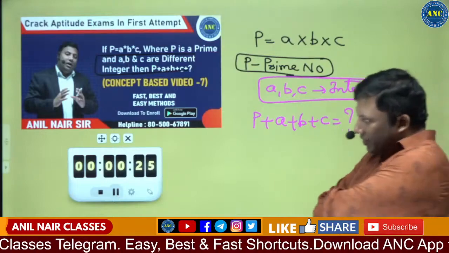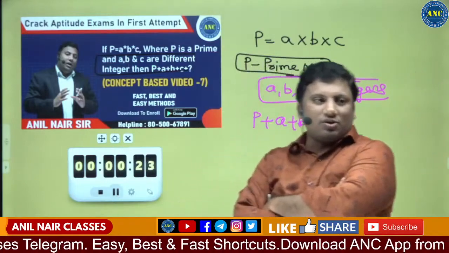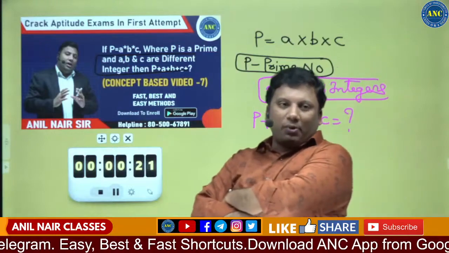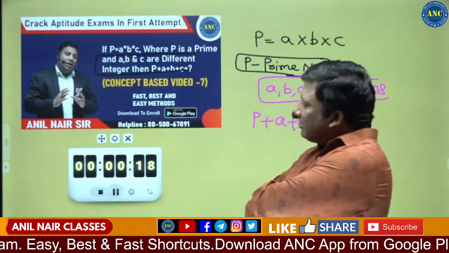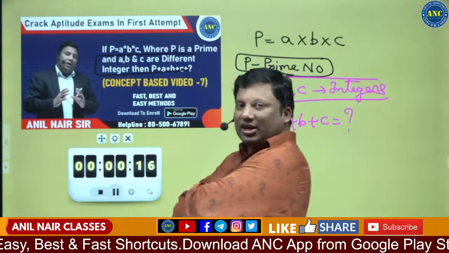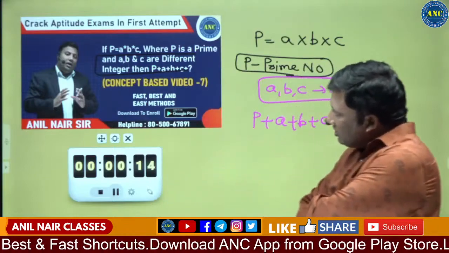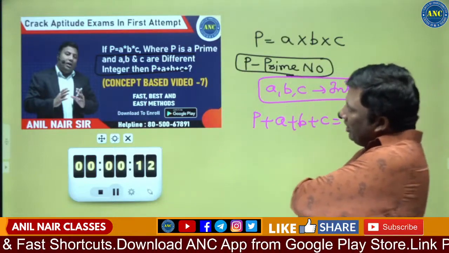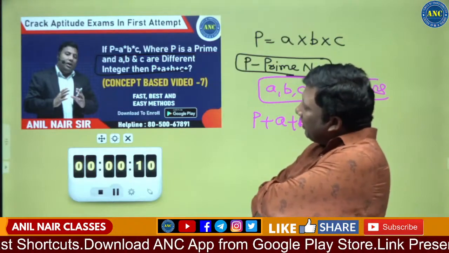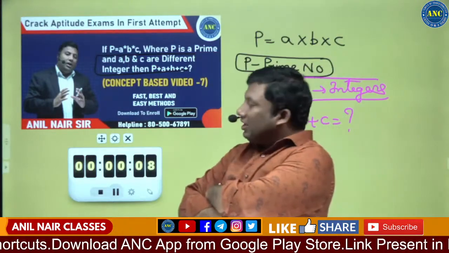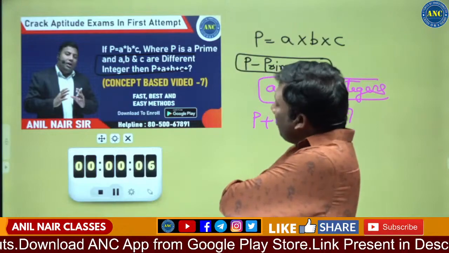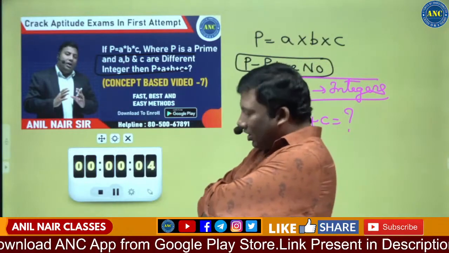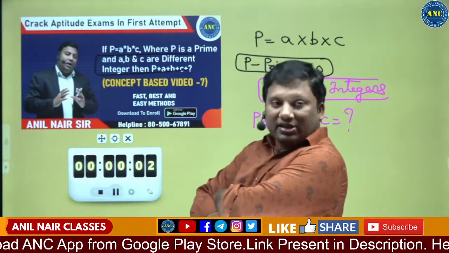Now if you see, another 20 seconds are there to solve the problem. Very good problem. In case you got any answers, kindly mention it in the live chat. Very interesting problem it is. P is equivalent to A into B into C. P is a prime number, A, B, C are different integers. Find the value of P plus A plus B plus C. Almost time. Any answers we got?